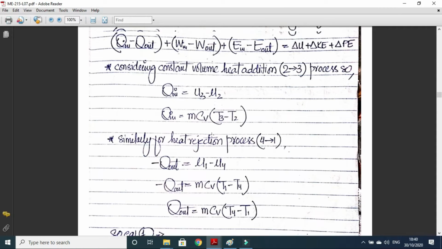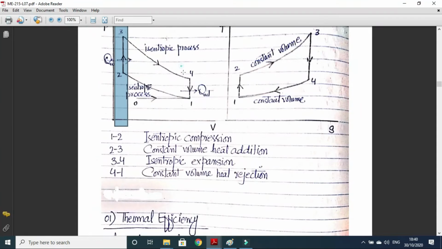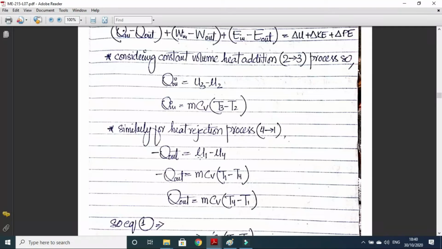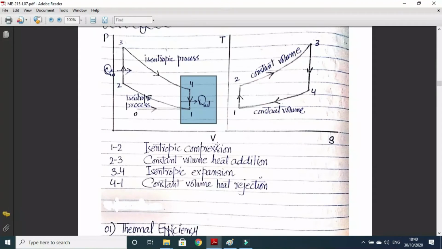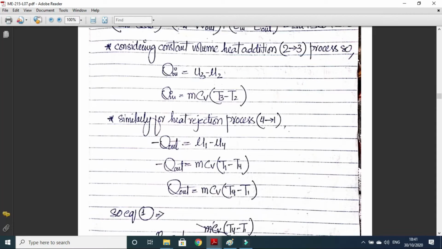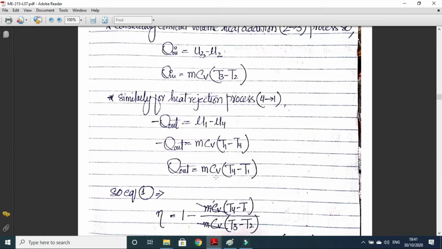Similarly, we can also write for the process 4 to 1. In process 4 to 1, we have only q out, no q in, no work in, no work out. So it will be minus q out equal to u1 minus u4, final minus initial, and the minus sign will come over here, so it will become u4 minus u1, and we can replace u4 minus u1 with m cv delta t, so q out is equal to m cv (t4 minus t1).